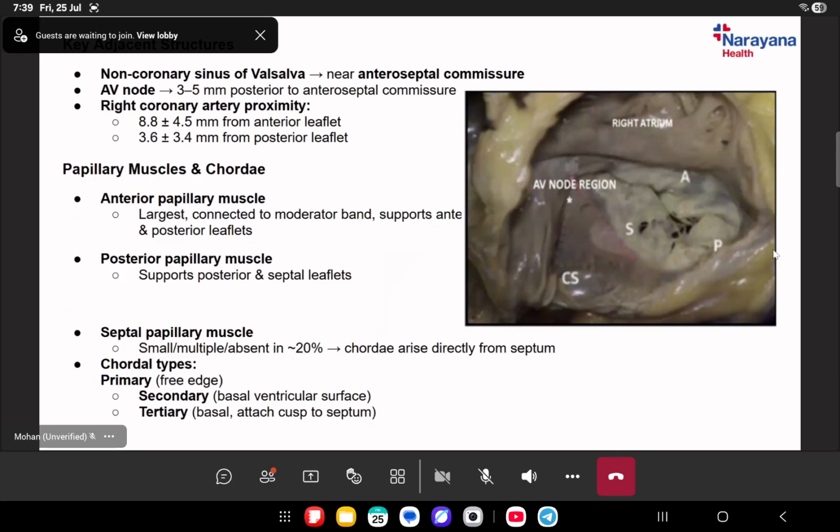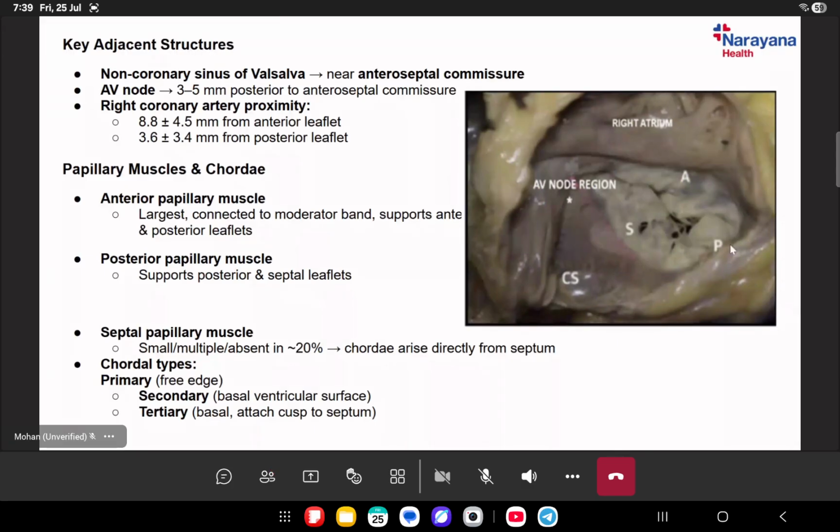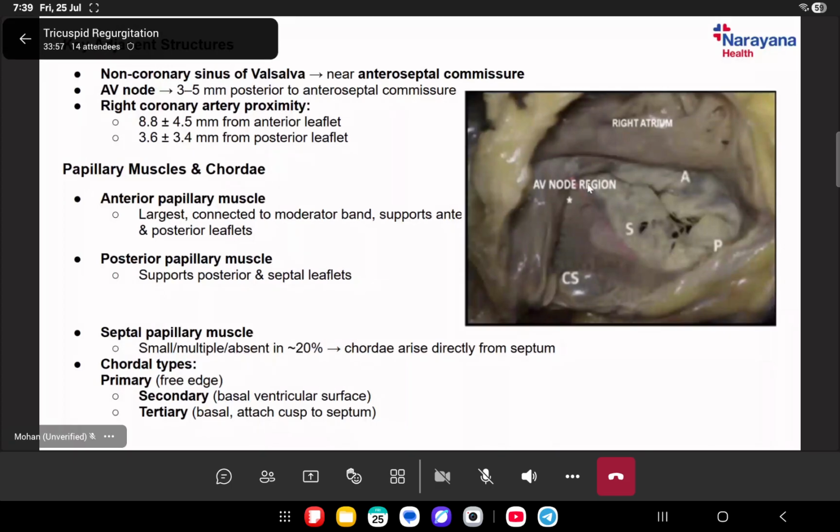And then right coronary anatomy. The right coronary will go around like this, with around 8.8 centimeters from the anterior leaflet here and 3.6 centimeters from the leaflet here. And the papillary muscles: anterior papillary muscle and then posterior papillary muscle.